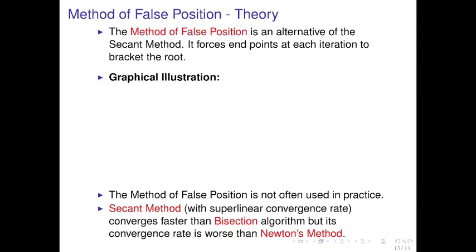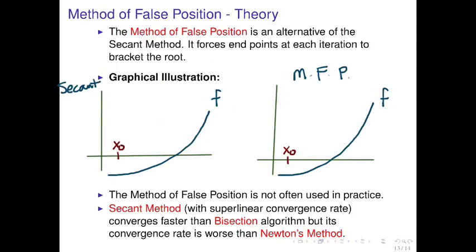The next method is called the method of false position, which is just an alternative way of doing the secant method. It does exactly the same thing, except it forces the endpoints to bracket a root. Let's look at this through a graphical example. On the left we have the method of secant, and on the right we have the method of false position, with exactly the same function f and exactly the same initial estimate x sub 0.